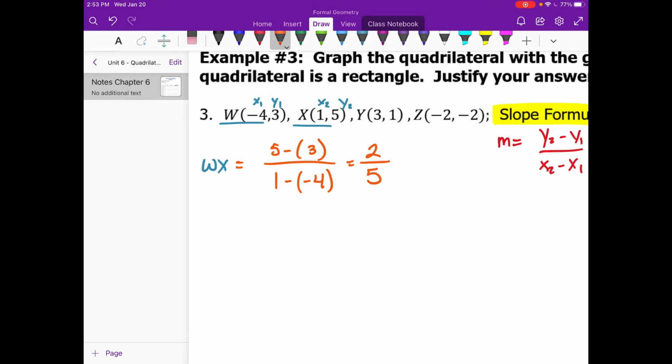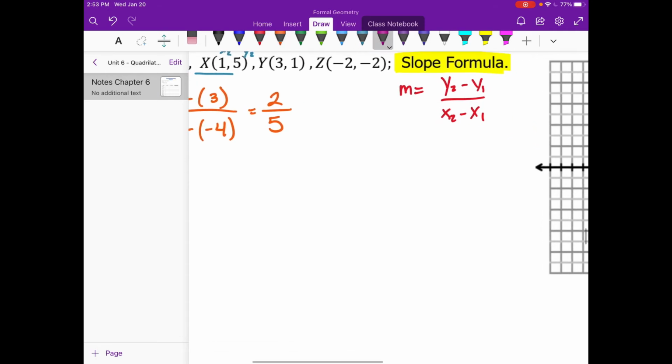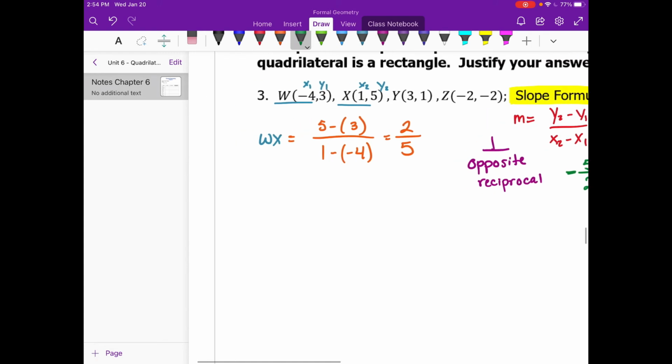And remember, I'm looking for perpendicular slopes, which means I'm looking for the opposite reciprocal. So far I've gotten 2 over 5. The opposite reciprocal of 2 over 5, well, remember, opposite means sign. So if this is positive 2 over 5, my new slope should be negative, and it should be the reciprocal. So flip the top and the bottom of the fraction. So 5 on top, 2 on the bottom. That is what I should get. So let's check and see if I do get that.